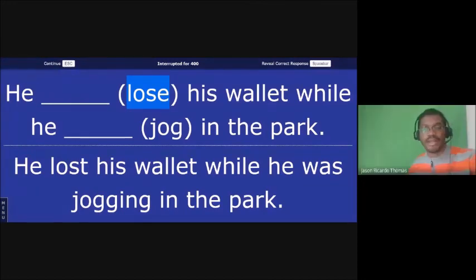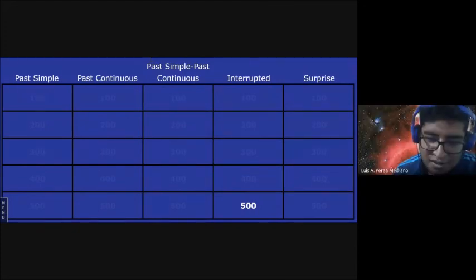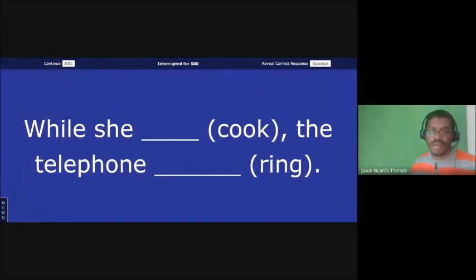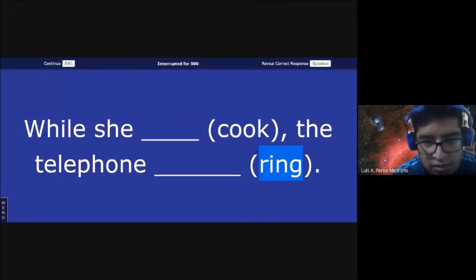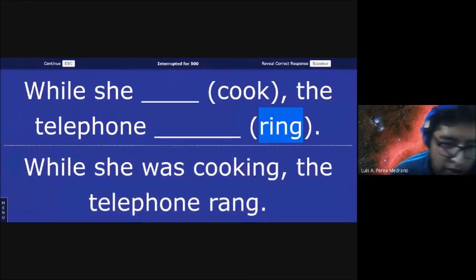Exactly. And Luis, you were trying to open your mic as well, so you get the last one. Interrupted, 500. After a while, past continuous, and then past simple. While she was cooking, the telephone rang. Rang. While she was cooking, the telephone rang.